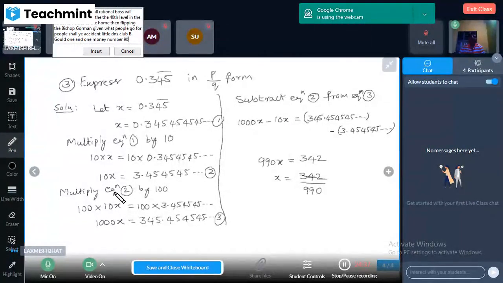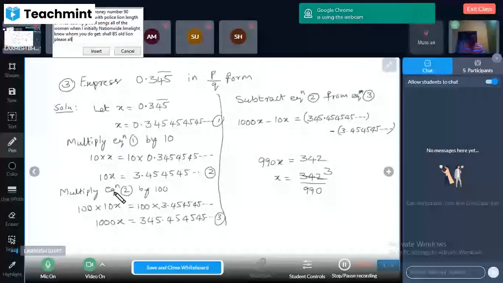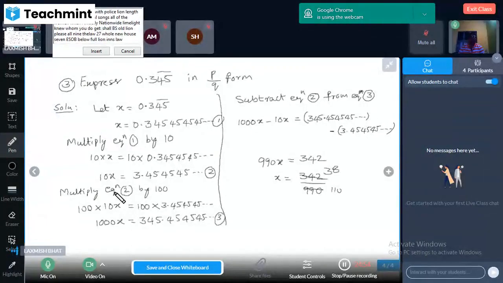So 9 3s are 27, so we have 342 divided by 9 is 38. 9 8s are 72. 9 110s are 990. Now cancel these numbers by 2. 2 19s are 38, and here we have 55. So x is equal to 19 by 55.